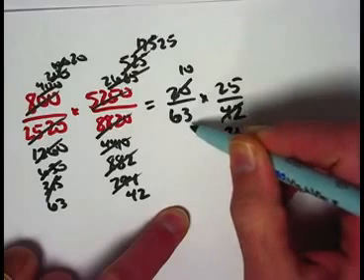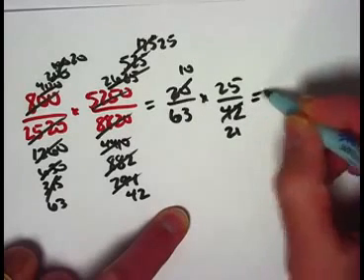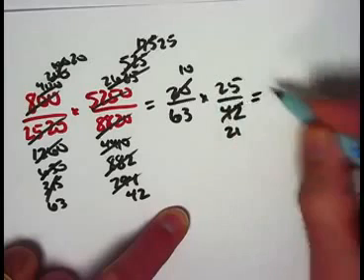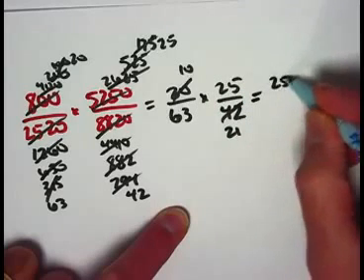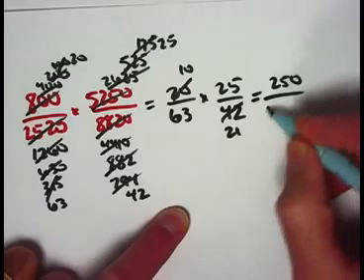63 is again 3 times 3 times 7. So we've got no more common factors. All right, this is as far as I can go. Now I multiply 10 times 25, which is 250. And I recall from the last one, 63 times 21 is going to be 1323.